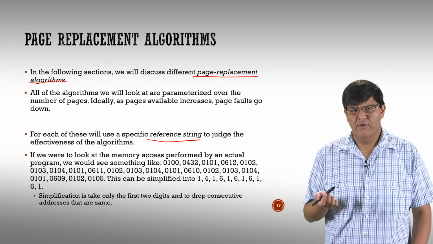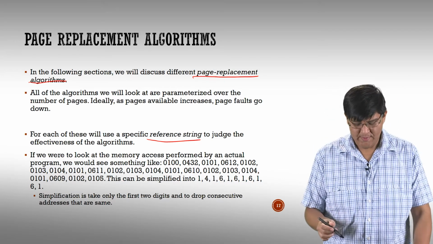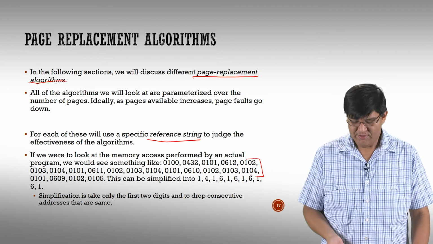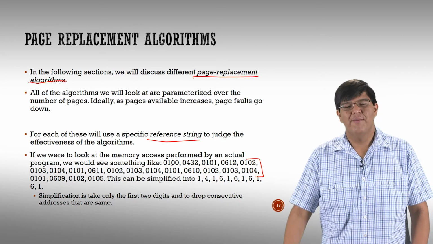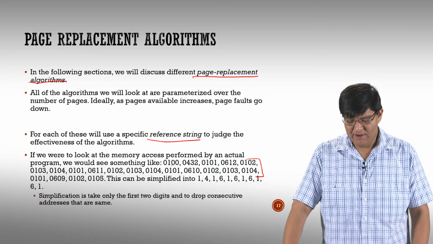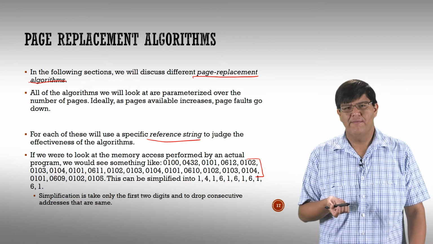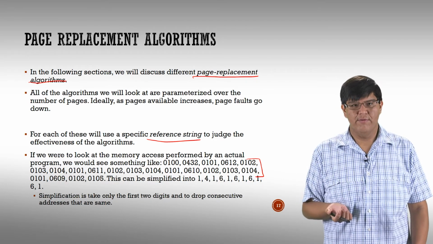So let's say we looked at a program that was running. If we were to access memory, it would probably look something like this. You can look at this string over here. So access memory 100, memory 432, memory 101, and so on and so forth. I can have all these different things being accessed, and this is fine. This is how a typical program works.